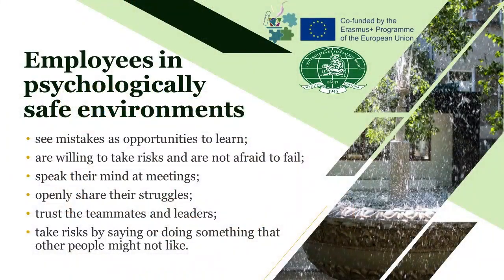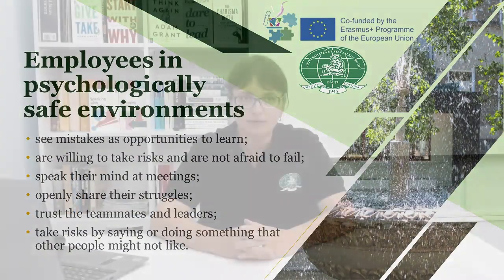Psychological safety opens the possibility to lean into vulnerability. When an organization has built psychological safety, their employees see mistakes as opportunities to learn. They also are willing to take risks and are not afraid to fail. They speak their minds at meetings. They openly share their struggles. They trust their teammates, and they definitely trust their leaders. They take risks by saying or doing something that other people might not like.